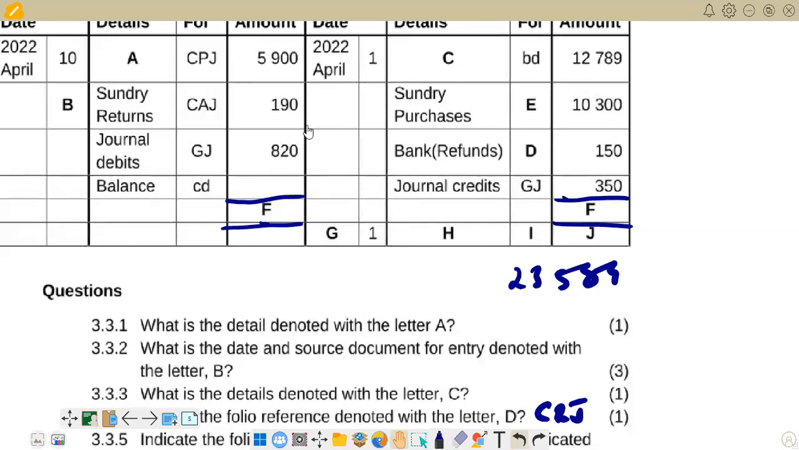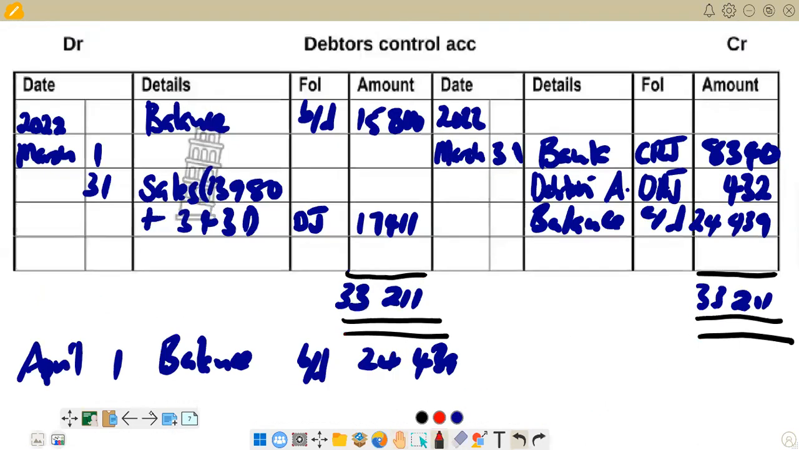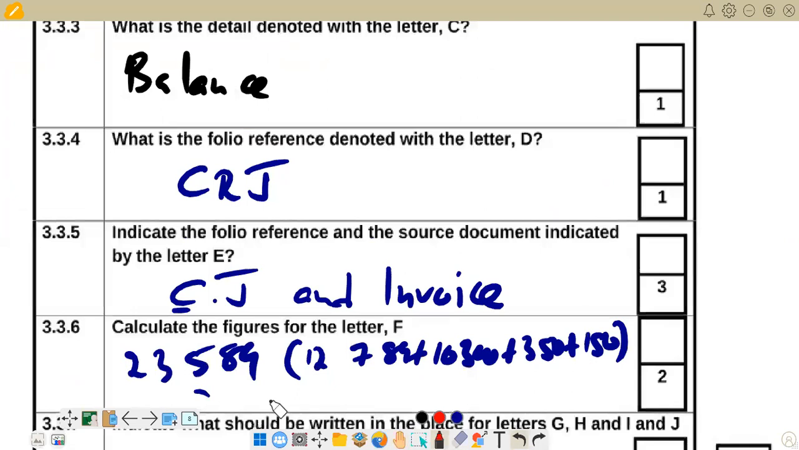So we say this total minus 820 minus 190 minus 5,900 there to get that one. So here you are going to get our 16,679. 16,679. And this figure again is going to come here as J. So these are the summaries that we are going to put on the other section. Come here.